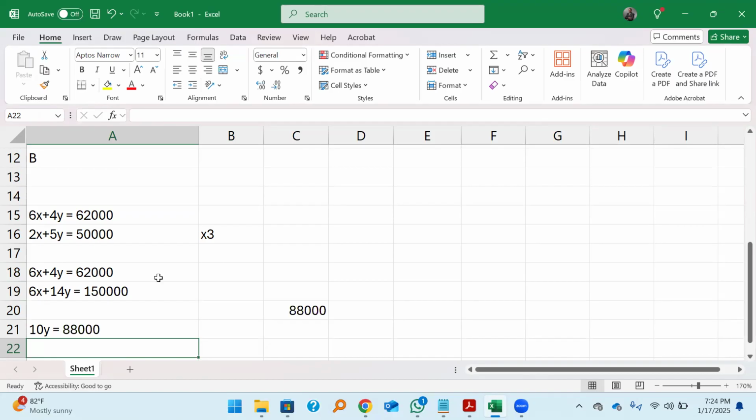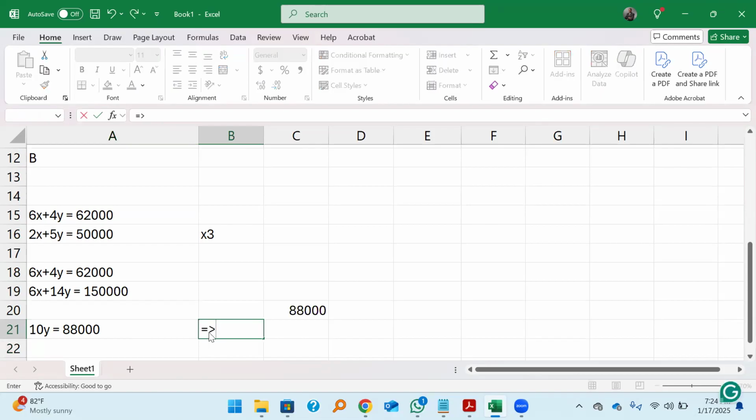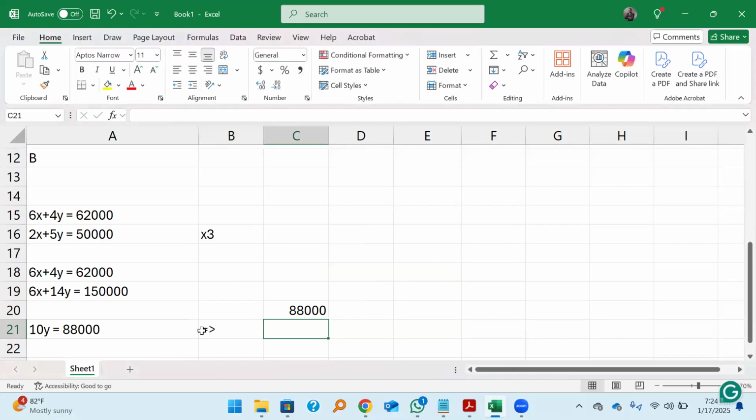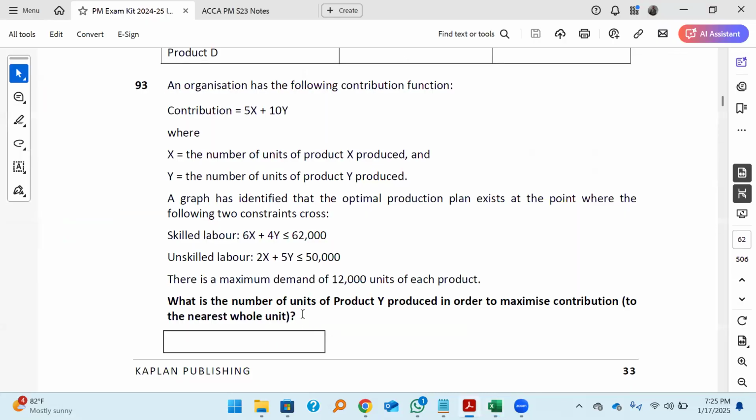So now you see that I have here that 10y is equal to 88,000, which means that y is equal to 8,800, when you divide by 10. Now, what are they asking us? They're asking us for y. So because they're asking us for y, we can actually just stop there.